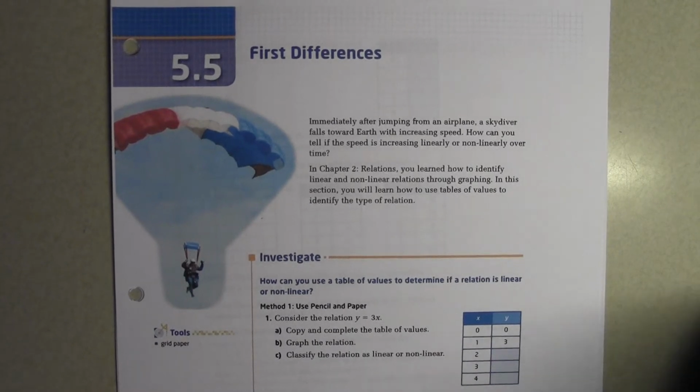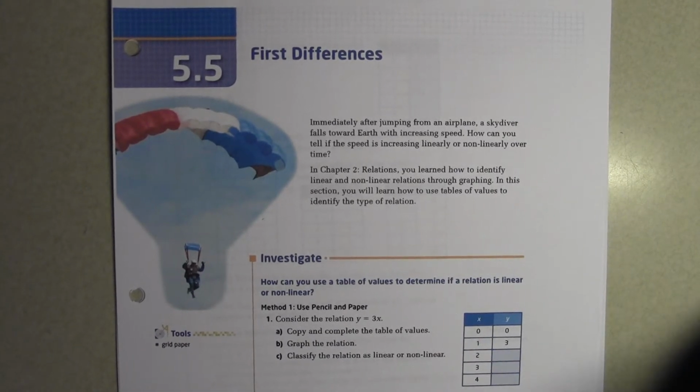This is 5.5, first differences. We're on page 272. I'm going to have Justin, in the second row, read.